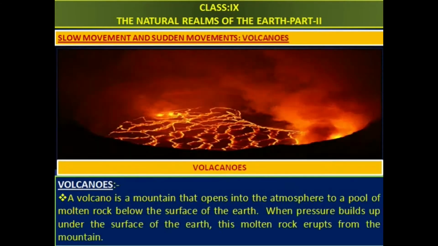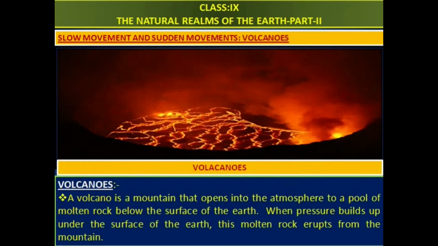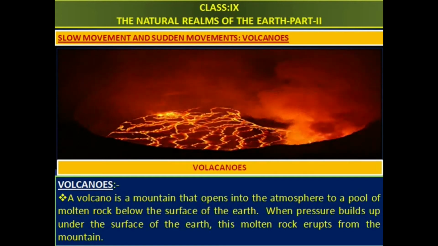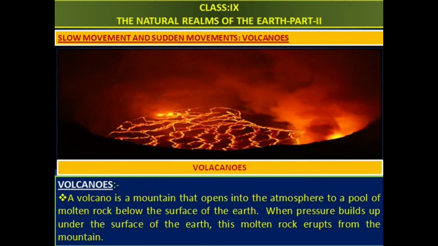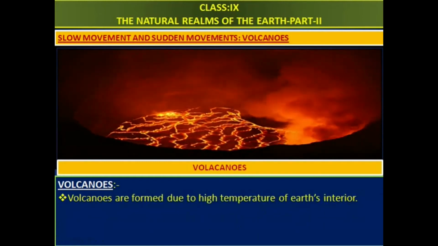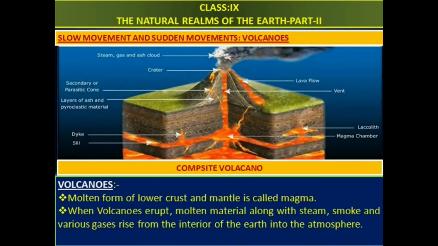A volcano is a mountain that opens into the atmosphere to a pool of molten rock below the surface of the earth. When pressure builds up under the surface of the earth, this molten rock erupts from the mountain. Volcanoes are formed due to the high temperature of Earth's interior. Deep within the earth, it is so hot that some rocks slowly melt and become a thick flowing substance called magma.